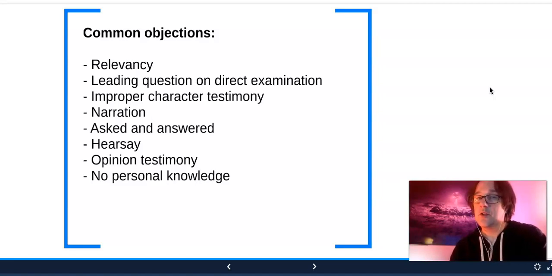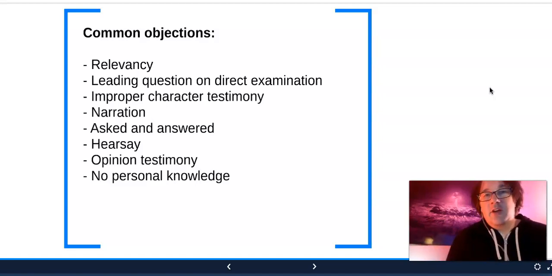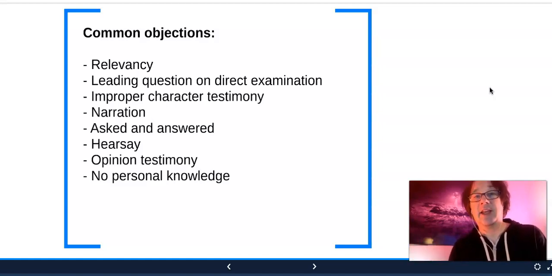Improper character testimony, so that could be an objection if, say, you're a defense attorney and the prosecution is questioning a witness, and they ask that person, so what kind of guy is he? Is the defendant, would you consider him a nice person? You would say, objection, Your Honor, improper character testimony. Like, this has nothing to do with the case at hand, whether he's a nice guy or not, right?